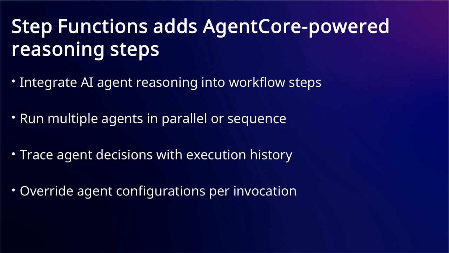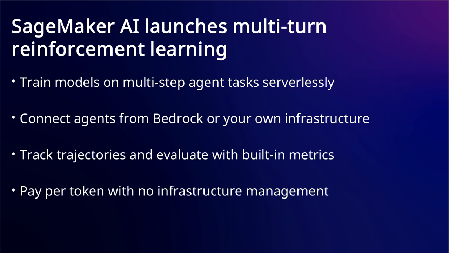Agent context persists across invocations using session IDs. Training models to power agents that complete multi-step tasks requires custom infrastructure that takes weeks to build and is complex to operate. You need to orchestrate rollouts, collect trajectories, manage checkpoints, and evaluate model performance across sequential decision-making tasks. SageMaker AI multi-turn reinforcement learning addresses this by providing a serverless solution.